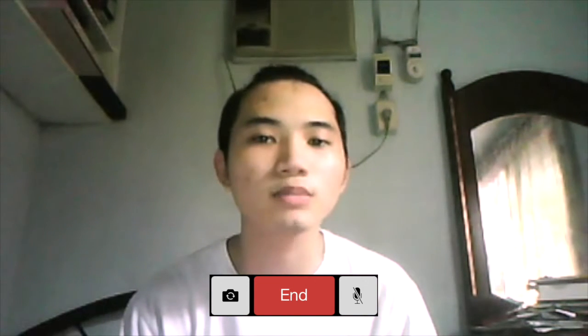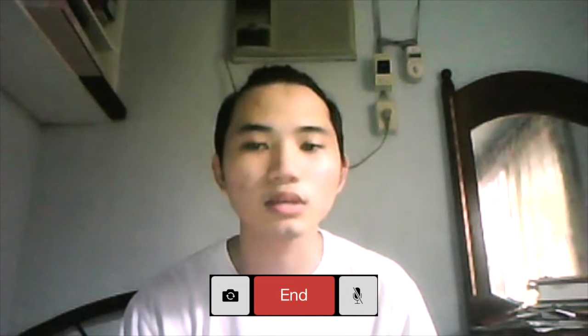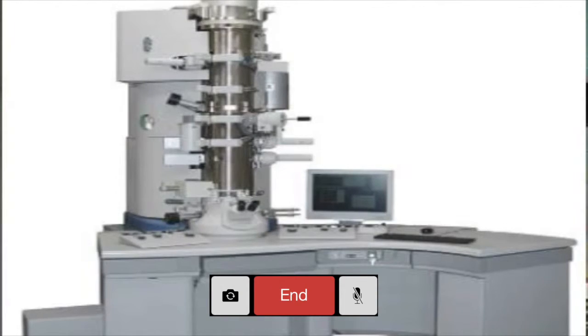A transmission electron microscope can achieve better than 50 picometer resolution and magnifications of up to about 10 million times, whereas most light microscopes are limited by diffraction to about 200 nanometer resolution and useful magnifications below 2000.